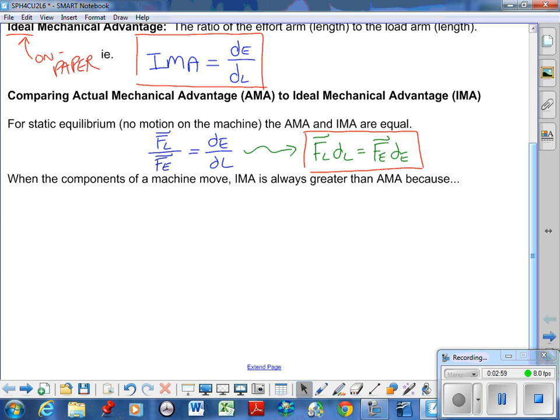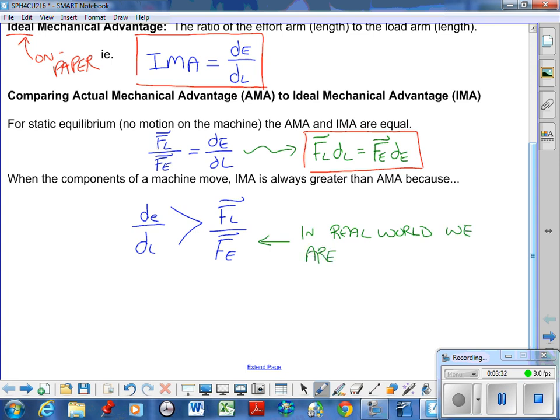When the components of a machine move, though, IMA is always greater than AMA. And why is that? Well, if I do that comparison above here, dE over dL is my IMA, so it's the ideal. It's greater than FL over FE. Why is that? Because in the real world, we are not 100% efficient.